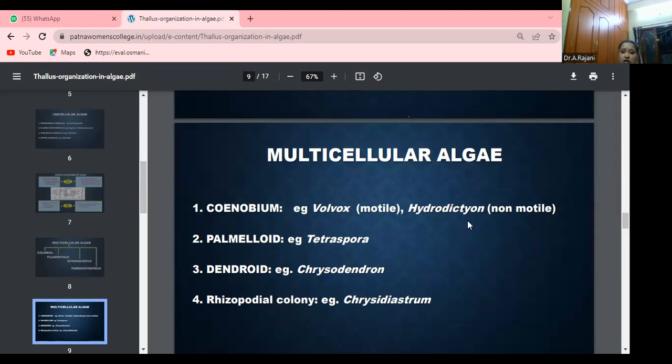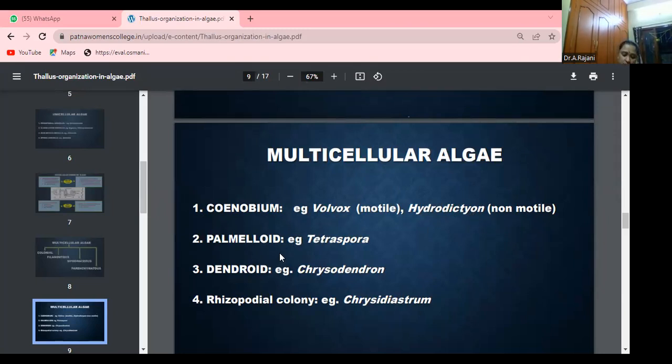All colonies are not found with flagella. Some colonies have flagella, some do not. Flagella is absent in Nostoc; that is also a colony, but flagella is absent. Same like that, Hydrodictyon is also a colony, but non-motile.